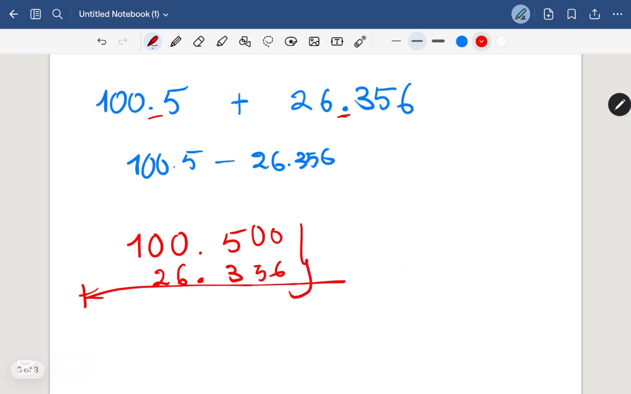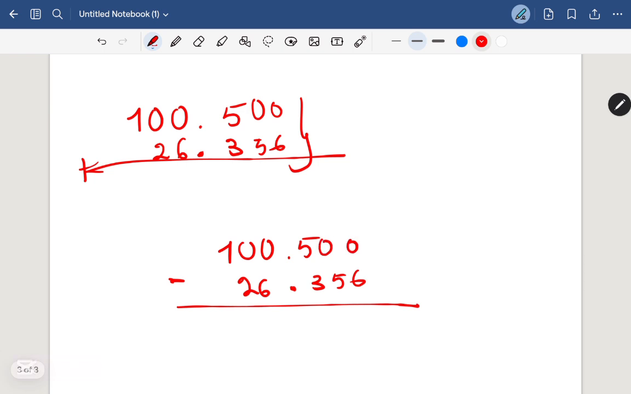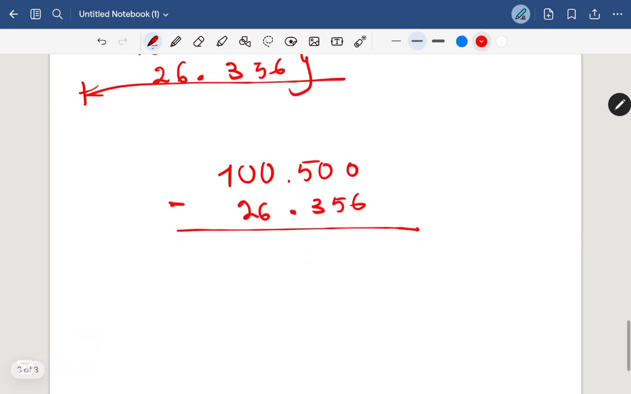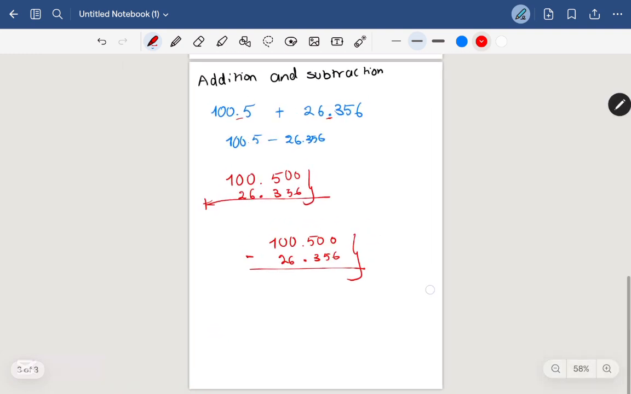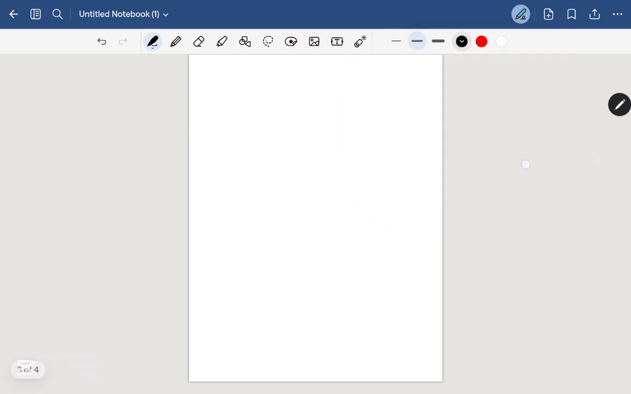So this is in addition. In subtraction, it's the same thing. It's going to be 100.5 minus 26.356. You put the decimal place with the decimal place. What comes after the decimal place? 3, 5, 6. What comes before is 26. Again, put the 2 zeros, because they're hidden zeros. You can still put them, and then you will just solve it and you will get your answer. So that is it for the addition and subtraction of decimals.